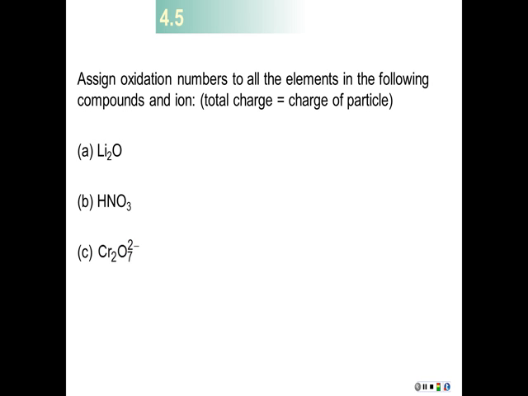Right, so let's try three of them. So we have lithium oxide, nitric acid, and the dichromate ion. And we're asked to find oxidation numbers of all three. So I'm going to go through each one of these one at a time.